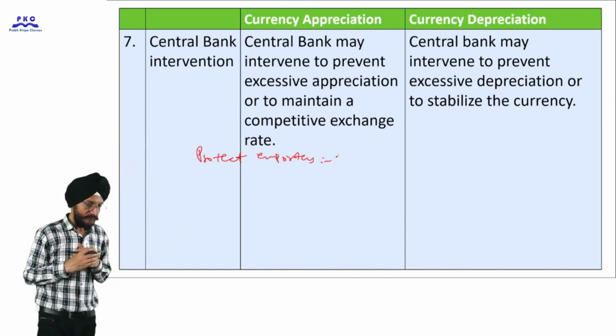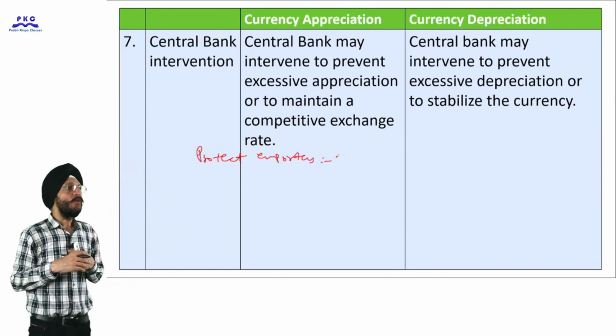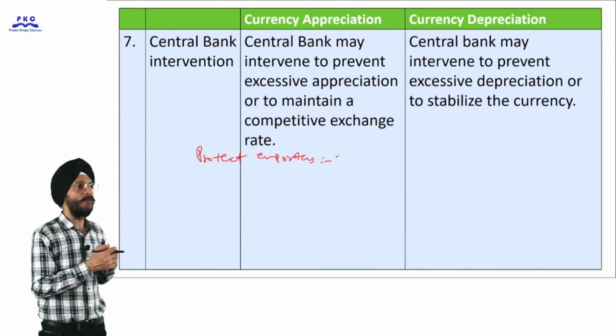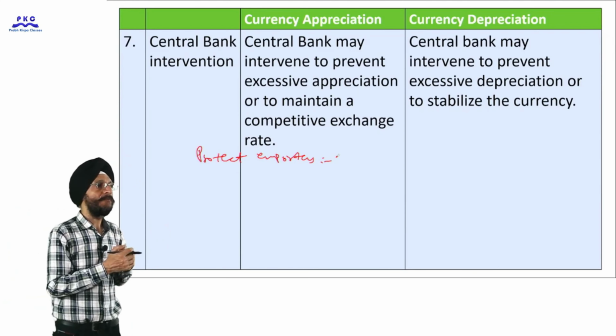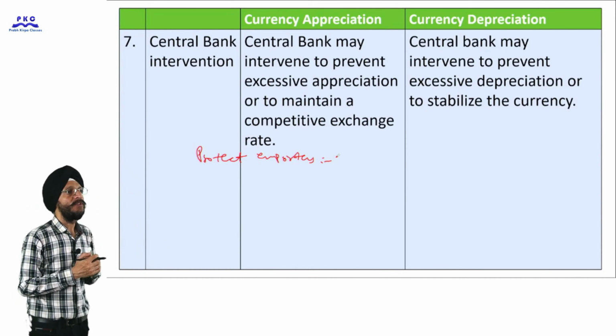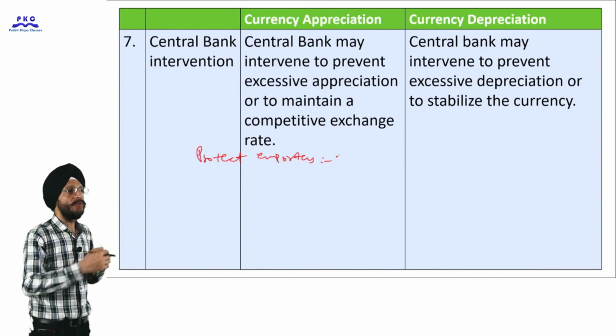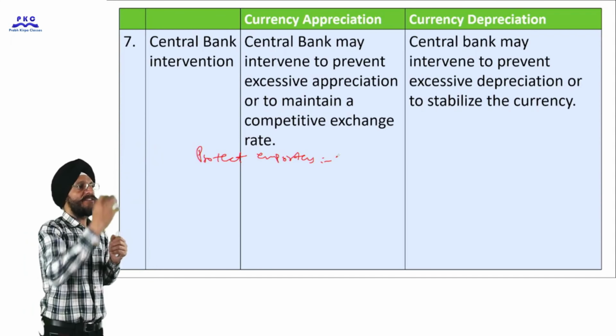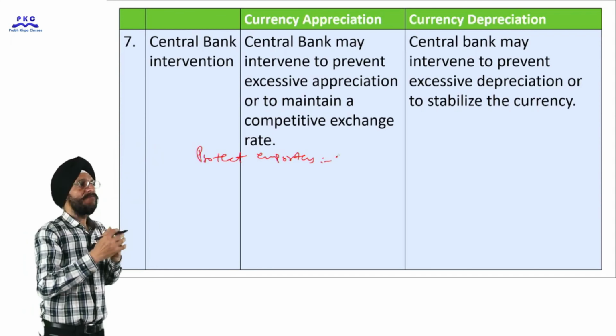So, to counter this, the central bank may sell its domestic currency to reduce its value. The central bank may also buy foreign currency reserves so that the supply of foreign currency is reduced and the value of foreign currency is increased. Thereby, it has a negative impact on the domestic currency.